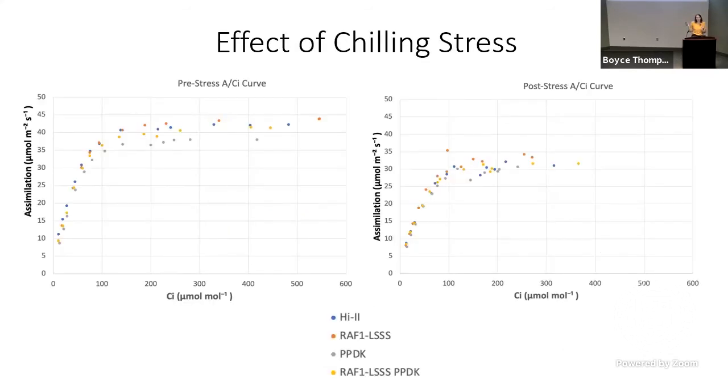So I also graphed the averages because I had 3 replicates for most of my genotypes and then 2 for my 4 overexpressing. And you can see that the gray PPDK tends to be a little bit lower on this graph, and the RAF1 LSSS, so the orange, tends to be a little bit higher. But overall, they look pretty similar, and you can see that they all seem to respond to chilling stress at pretty similar levels. So I would need more replicates to prove that there was any difference happening in that response to chilling stress.